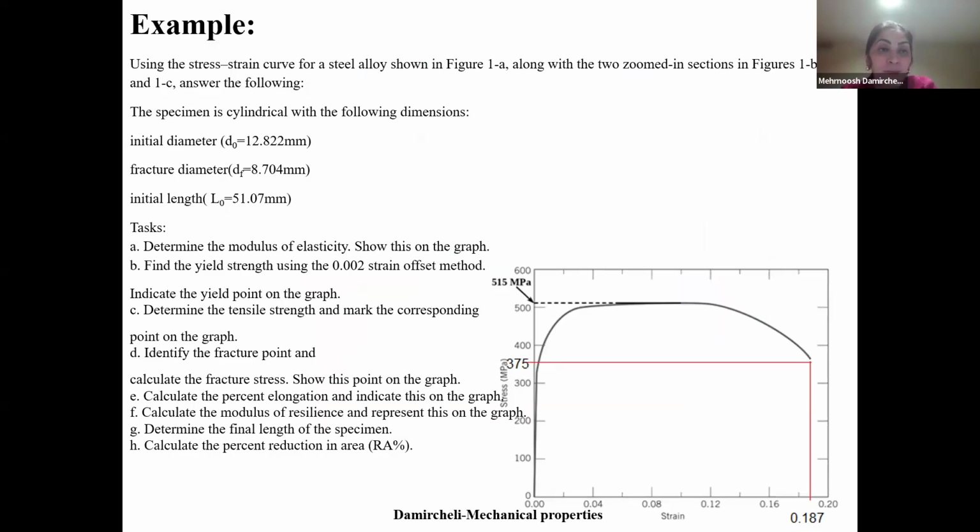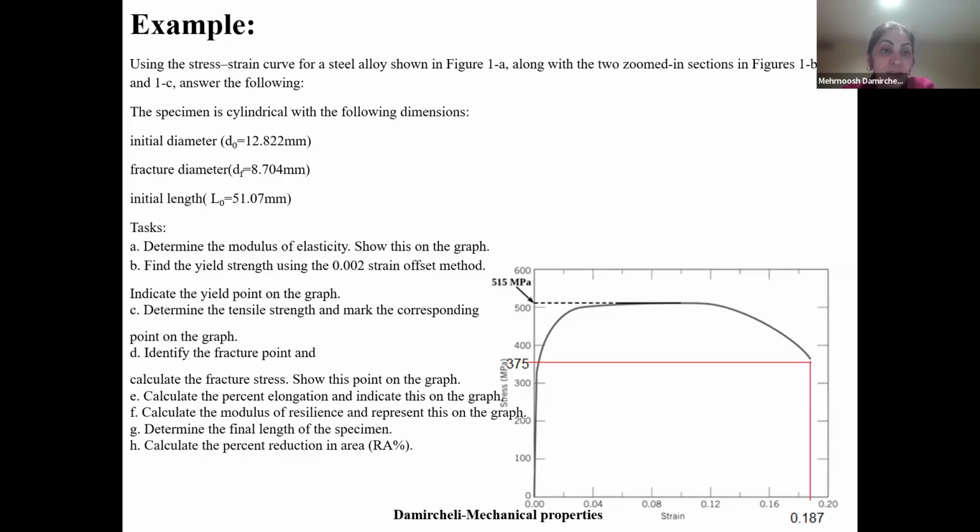And finally, we want to derive all the information that we talked about today by having the graph and deriving all the information. Okay, using the stress-strain curve for the steel alloy shown in this figure, along with the two zoomed-in sections in Fig. B and C, answer the following.